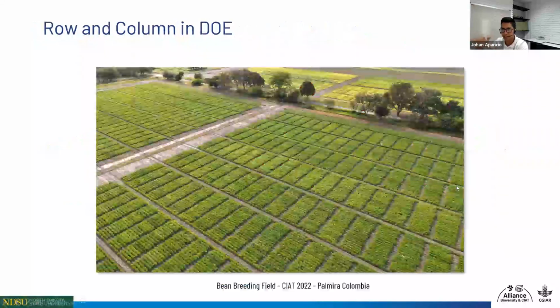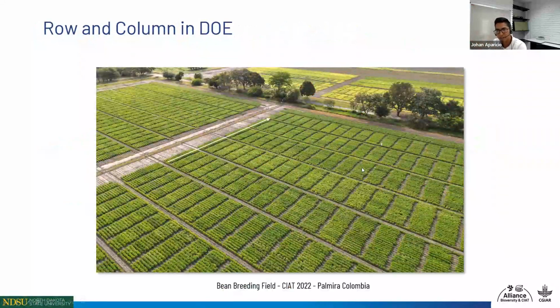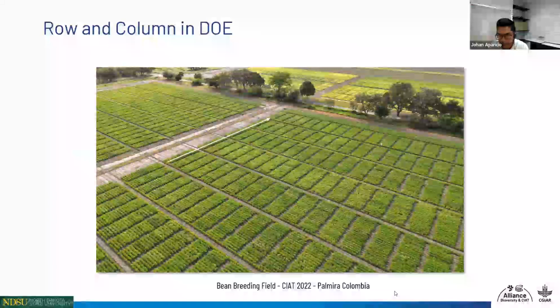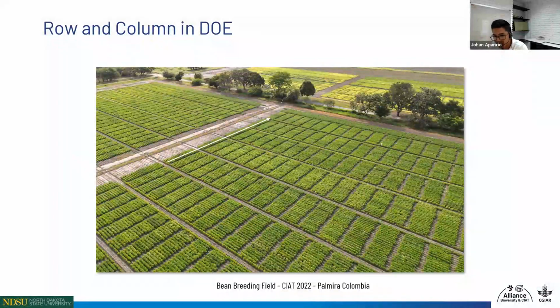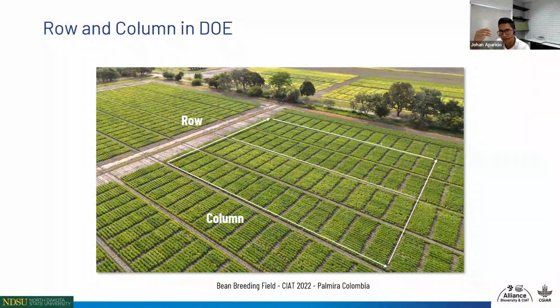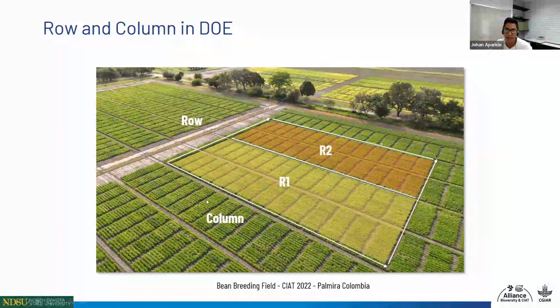This is just an example, but now in real life, this is our field. This was a picture taken last year. Just to illustrate again with the real picture, we have the column, we have the row, and let's assume that this is my block 1, this is rep number 1, this is my rep number 2, and each of these plots is basically my experimental unit. Each plot is a unique genotype in this rep, and it has a copy in the second block.